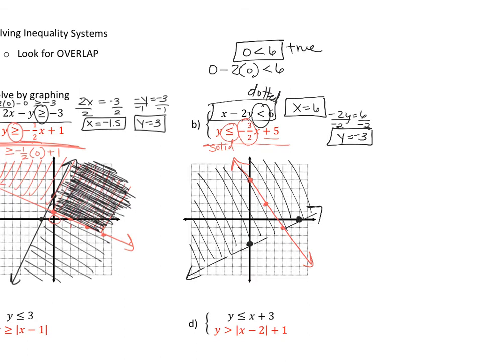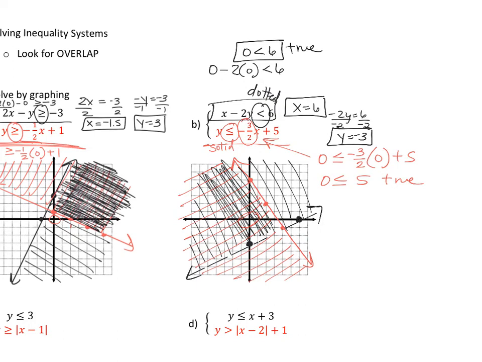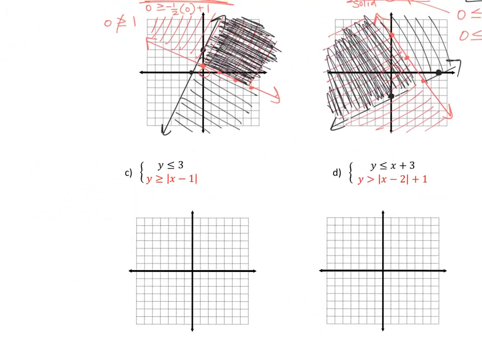For the second line, if we plug in 0, 0, it would be 0 is less than or equal to negative 3/2 times 0 plus 5. So 0 is less than or equal to 0 plus 5. That is true. Okay, so again, we want to shade the 0, 0 side. So that would go this way because 0, 0 is right here, right? So we're going to shade the 0, 0 side because it was true. And you notice your overlap is where it makes those boxes, which is all of that. Okay. All right. Next one.